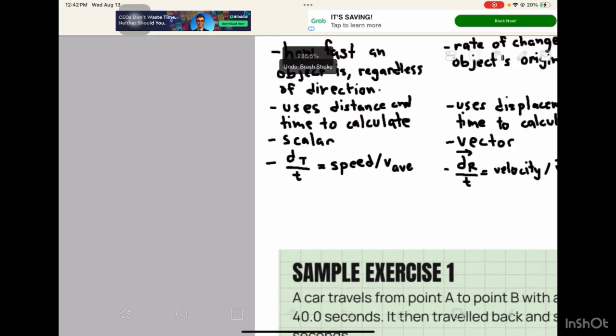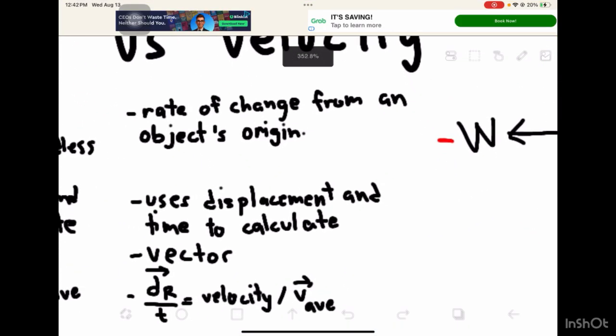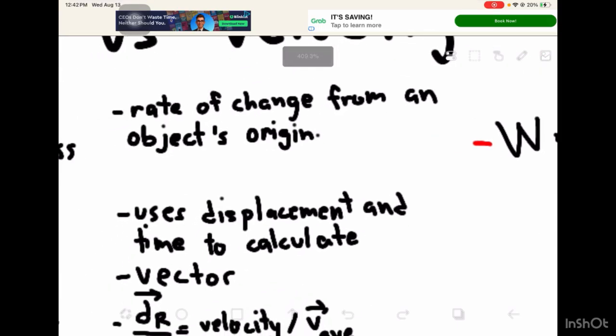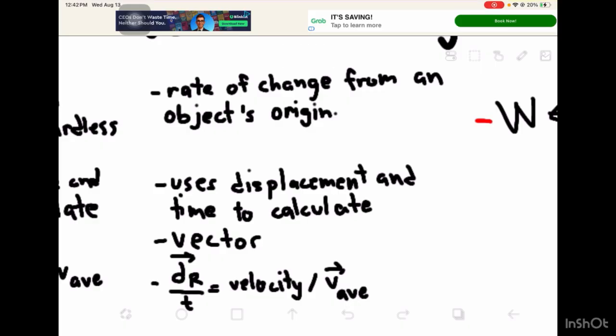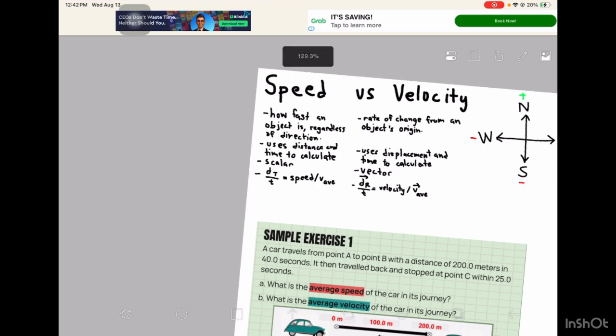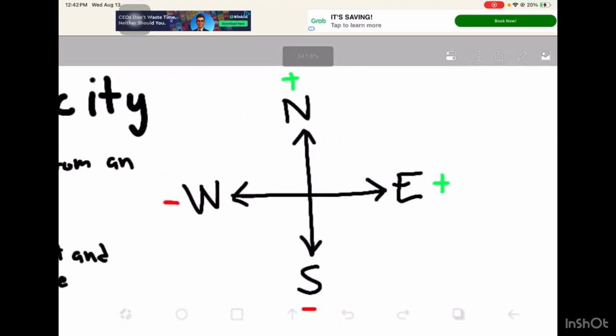So how about velocity? Velocity is the rate of change from an object's origin, and we'll see this later. This uses displacement and time to calculate it, and is a vector quantity. It also uses the formula: resultant displacement over time is equal to velocity. So that's the difference between speed versus velocity. By the way, just a reminder, when an object goes north or east, that's a positive for vector quantities. But if it's going south or west, that's a negative.